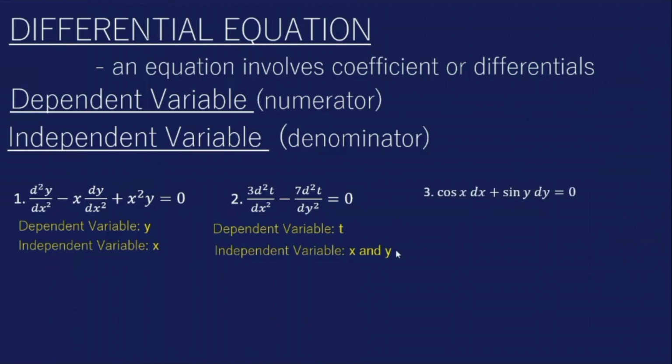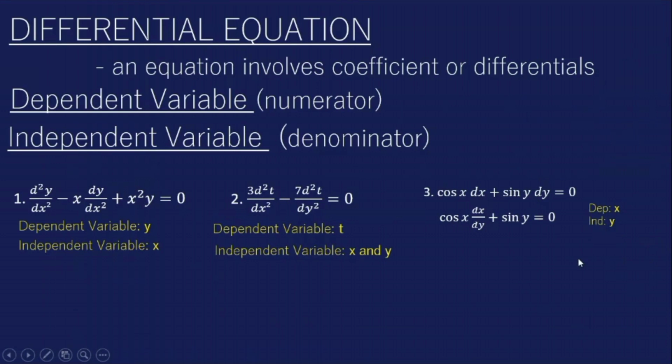So number 3: cosine x dx plus sine y dy is 0. It's up to us what we divide this equation by, since it has no denominator. For example, if we divide it by dy, the equation will be cosine x dx over dy plus sine y is 0. The dependent variable is x and the independent variable is y.